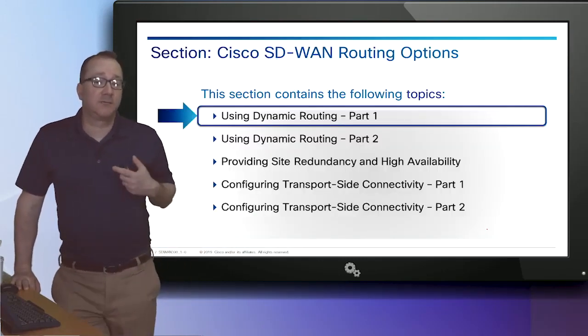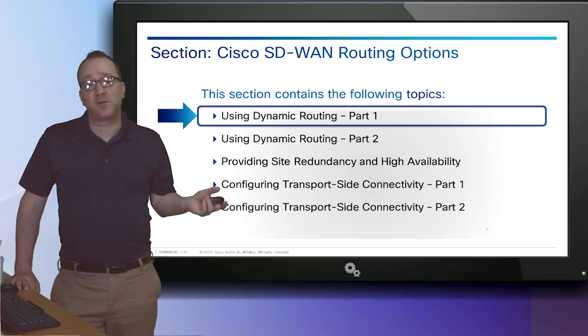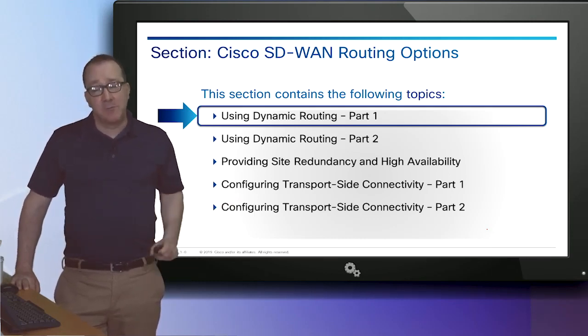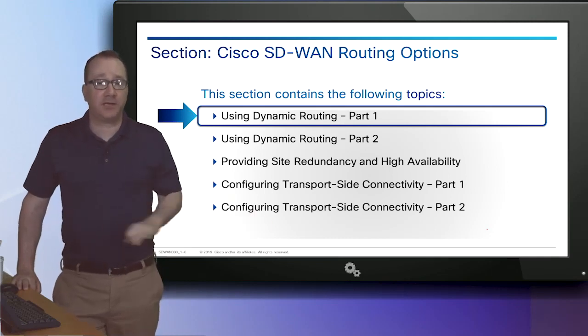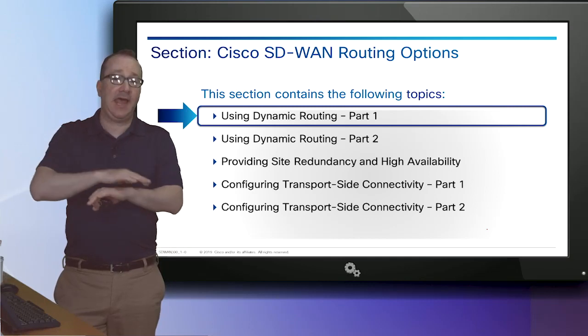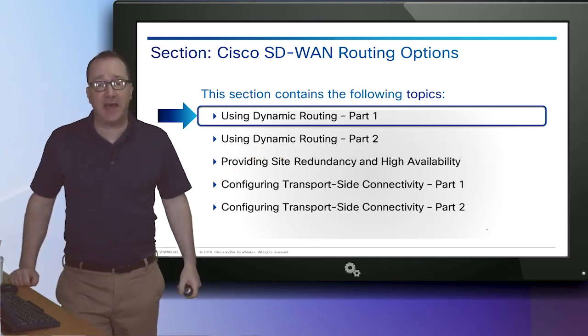So what we're going to do is compare the underlay versus overlay routing, and we're also going to compare OSPF and BGP. Remember, the underlay is the physical connections between sites, and the overlay is the OMP protocol and the fabric that's running on top of that system.